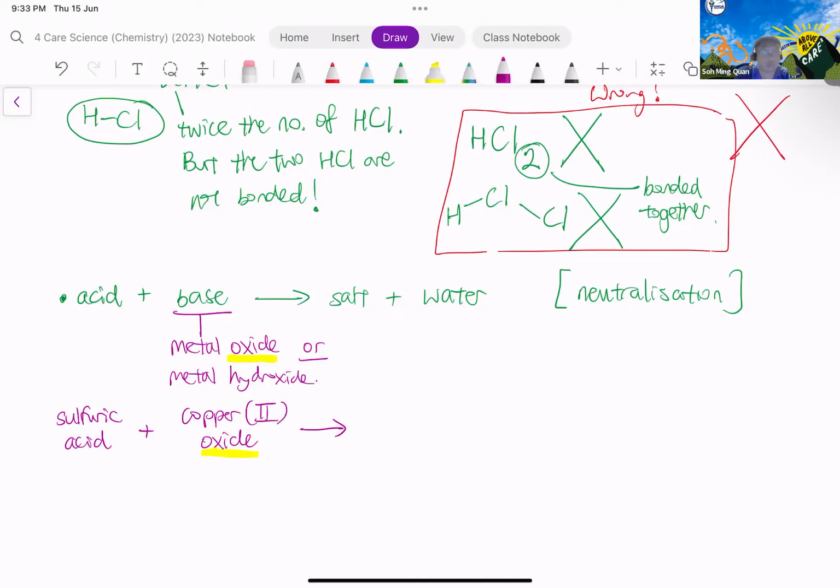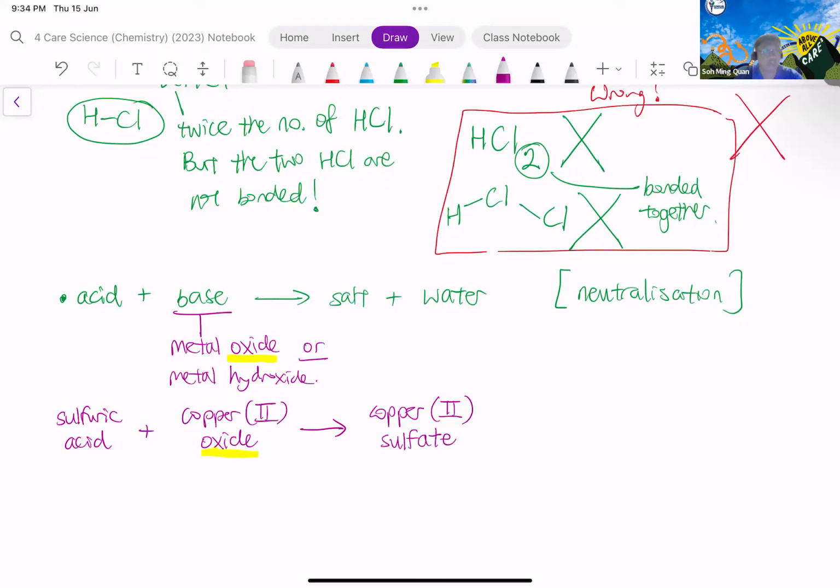But what is the salt's name? The salt's name starts with the metal, so it's copper 2. All right, copper is the metallic element, so the salt's name must start with copper. The second part of the salt's name comes from the acid. The acid in this question is sulfuric acid, so it's sulfate.